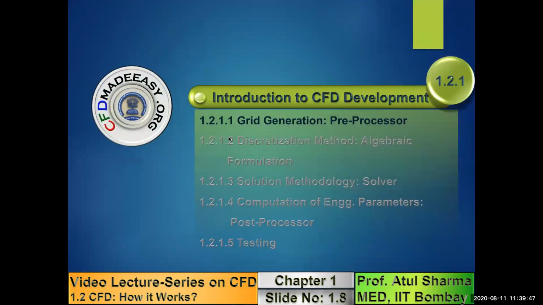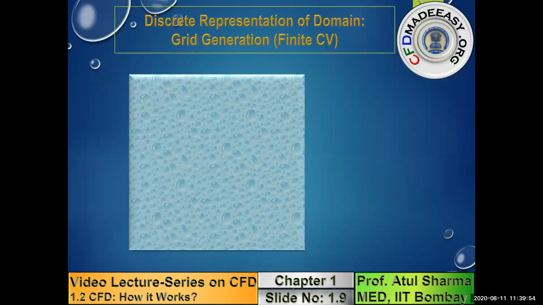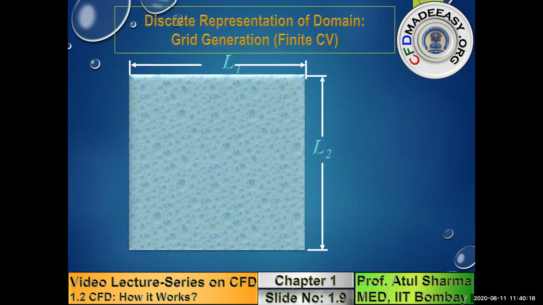So the first step of CFD development, which is the grid generation, is the simplest grid generation procedure presented here. If you consider a flow region which is square in shape, then the simplest way of grid generation is we divide this region into small regions by drawing equispaced horizontal and vertical lines. Let us suppose this domain is of length L1 in the x direction and L2 in the y direction.